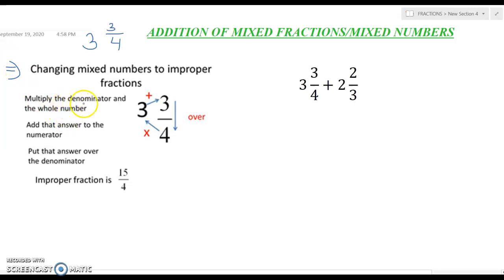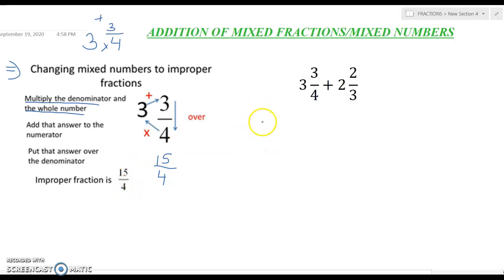So now, just to recap how to change mixed numbers to improper fractions: you multiply the denominator and the whole number. So 3 times 4, right? And then add the answer to the numerator. 3 times 4 is 12 plus 3 will give me what? 15. And then you put that answer over that denominator. That's what they call 15 over 4, right?